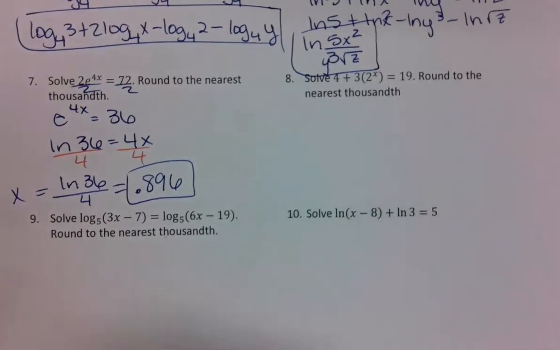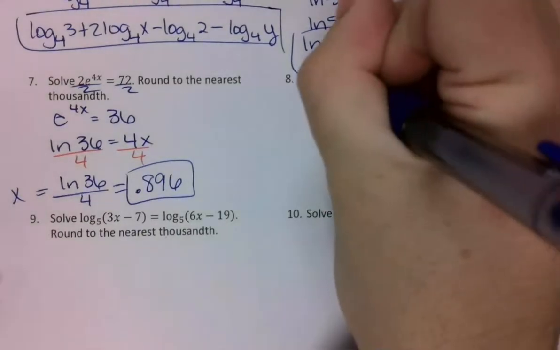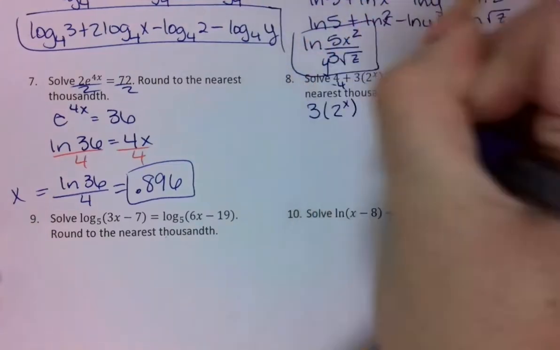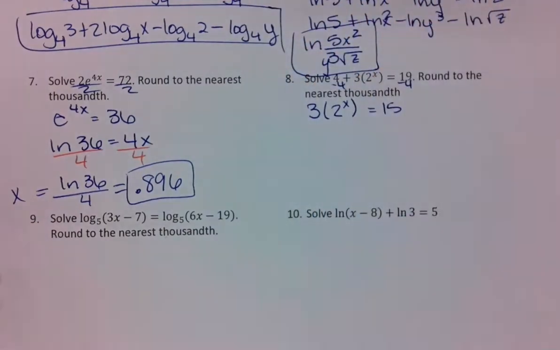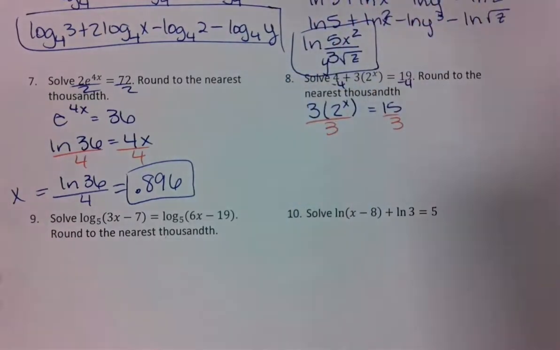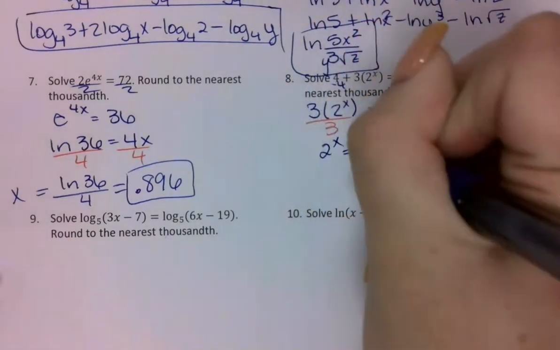Okay. Number 8, same idea. I want to solve and round to the nearest thousandth. So I'm going to start off by subtracting 4 on both sides. I get 3 times 2 to the x equals 15. I want to go ahead and divide both sides by 3. I get 2 to the x equals 5.